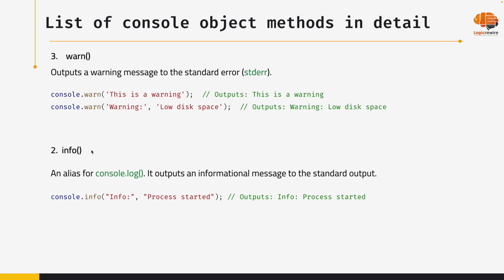That type of message you can provide in console.warn. The other one is info. It's similar to log. If you provide info, it will print the same as log, but sometimes the color might change.